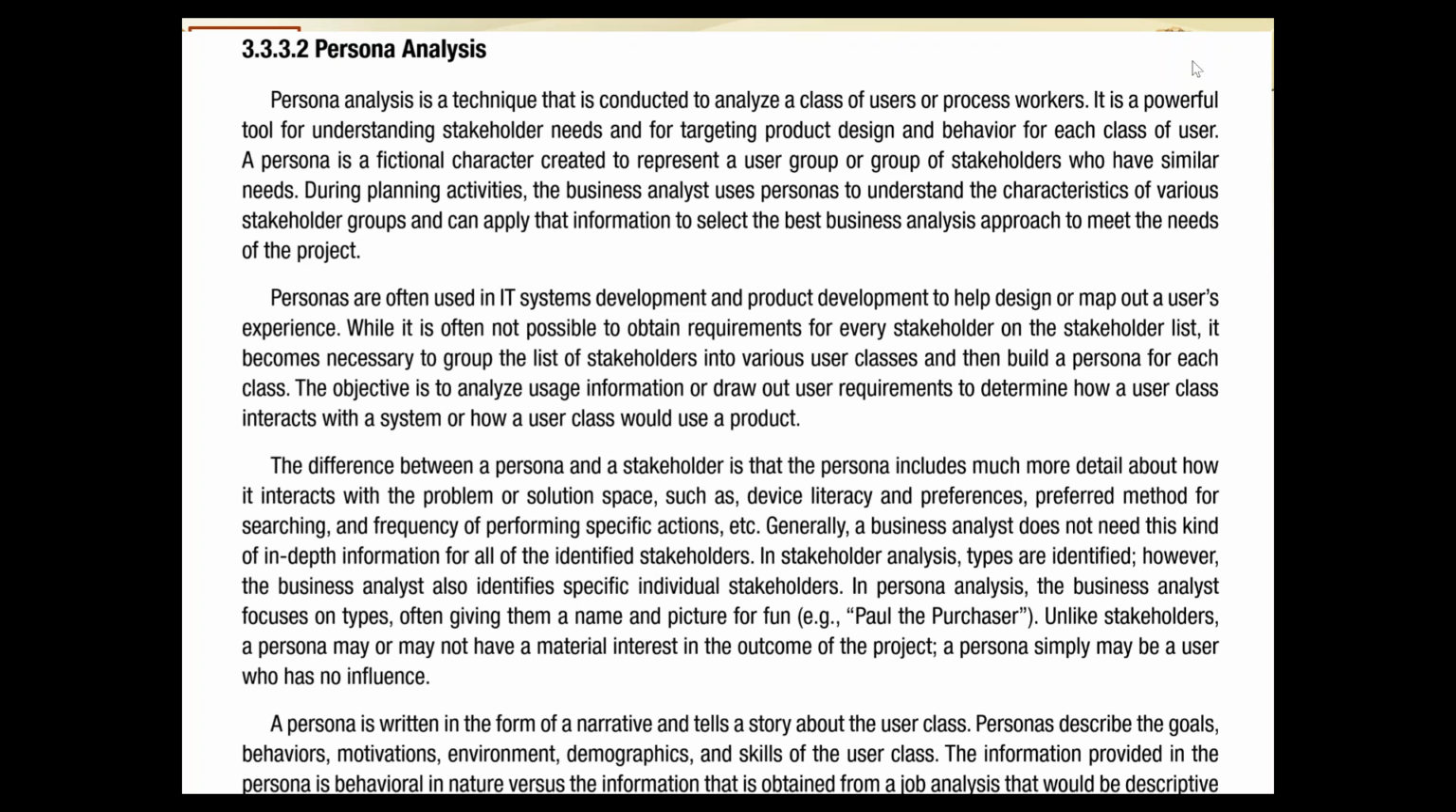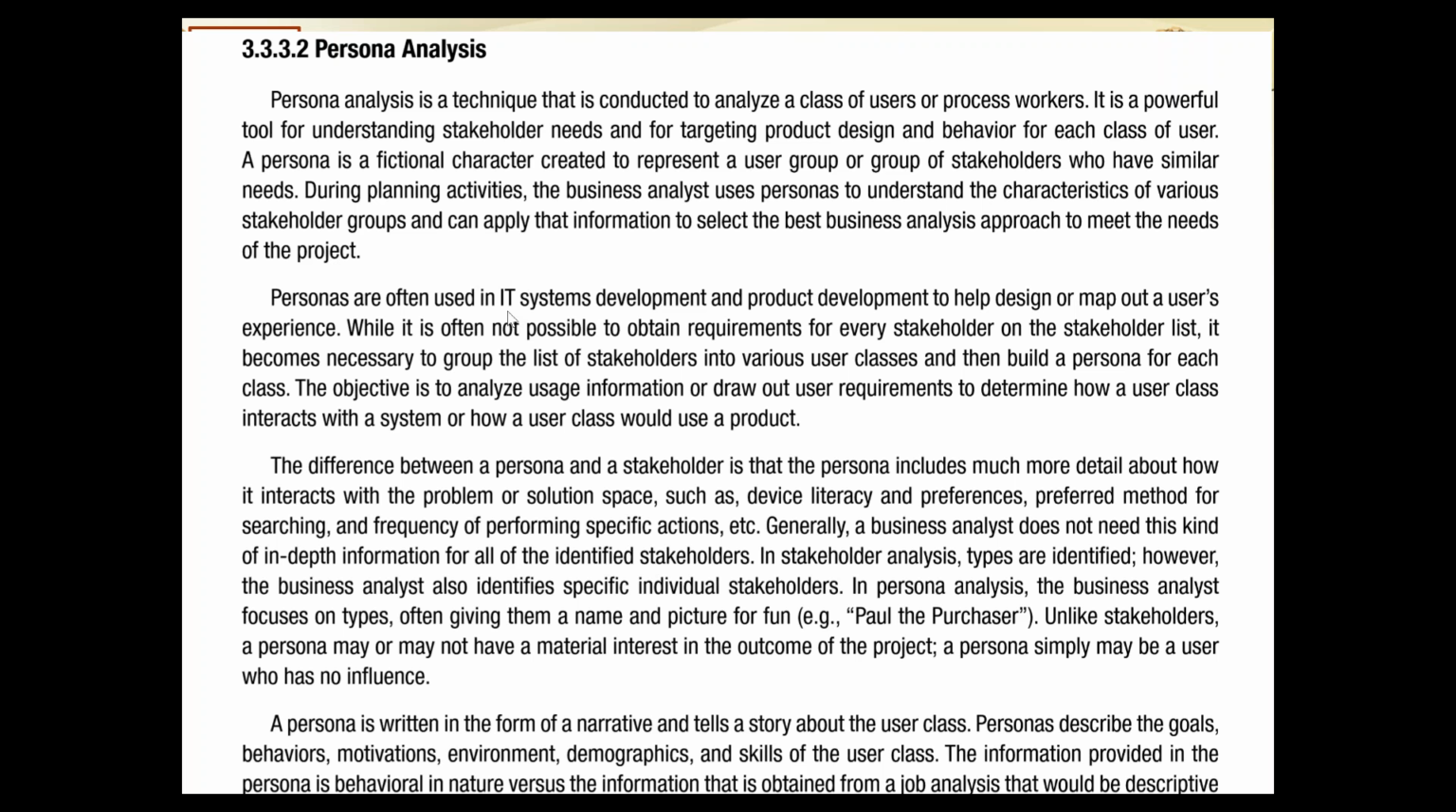Persona analysis is a technique that is conducted to analyze a class of users or process workers. It is a powerful tool for understanding stakeholder needs and for targeting product design and behavior of each class of user. So, a persona represents a class of stakeholders. A persona is a fictional character created to represent a user group or group of stakeholders who have similar needs. During planning activities, the business analyst uses personas to understand the characteristics of various stakeholder groups and can apply that information to select the best business analysis approach to meet the needs of the project.